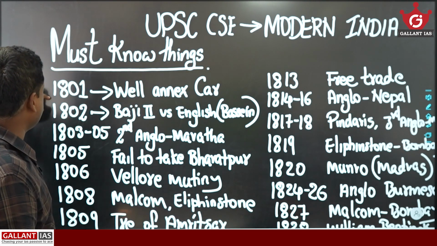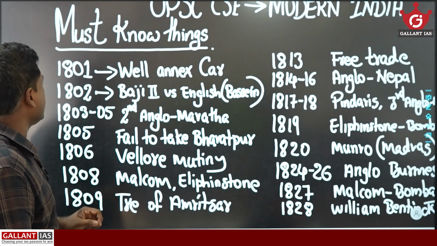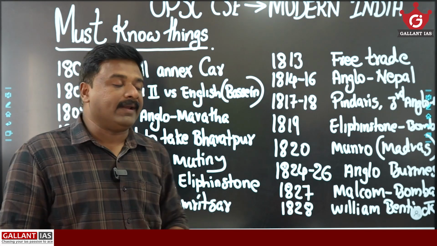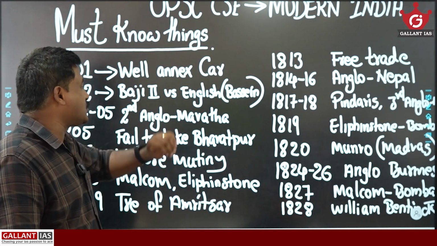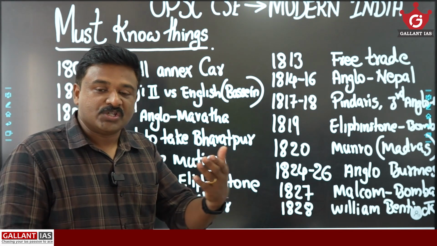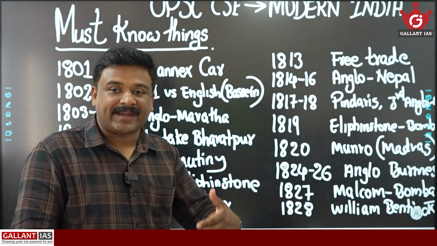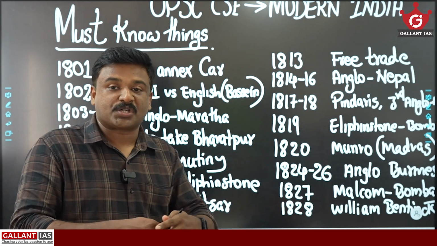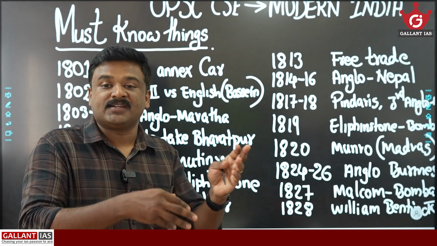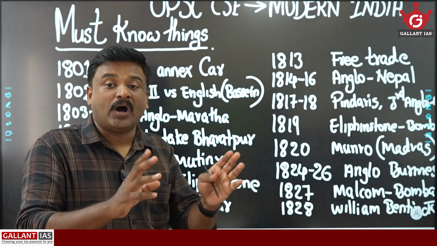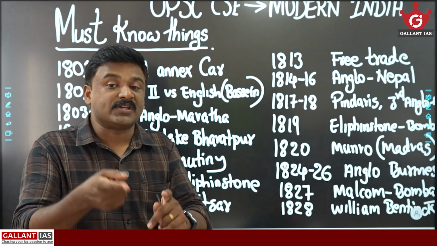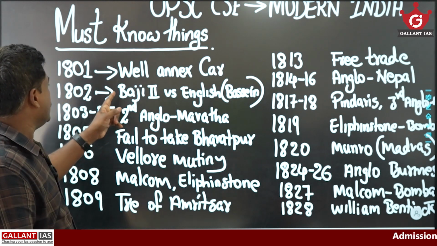So let us start with the beginning of the 19th century, 1801, which is marked by the annexation of the Carnatic state by Wellesley. There are different states, Satara state annexation, Jhansi state annexation, Mysore state annexation, Awadh state annexation, different states annexed by different governor generals. The reasons why they were annexed, who the governor generals were, and what treaties were signed, these things are important for you, don't miss.